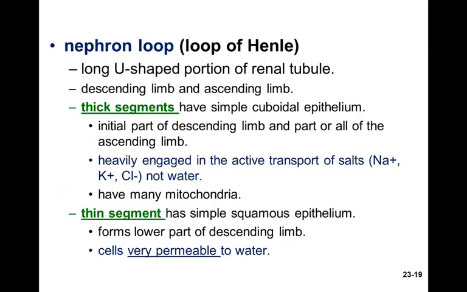The nephron loop is also called the loop of Henle. It is a long U-shaped portion of the renal tube. There's a descending limb which goes down, and then when it turns and picks back up, we call that the ascending limb. Okay. Now we also have a thick segment and a thin segment.